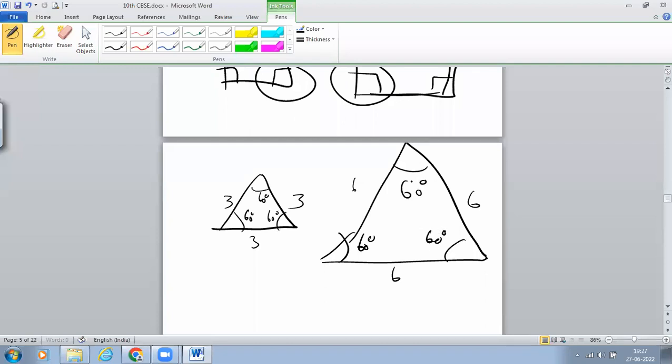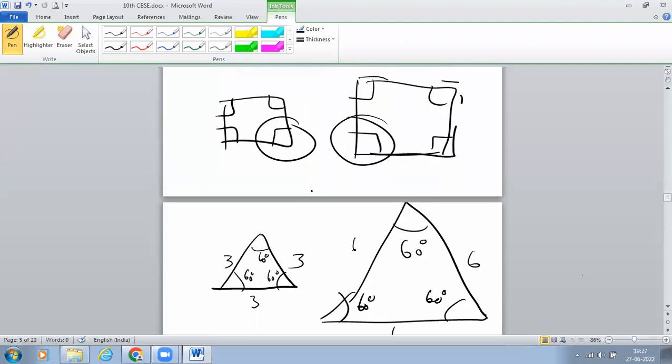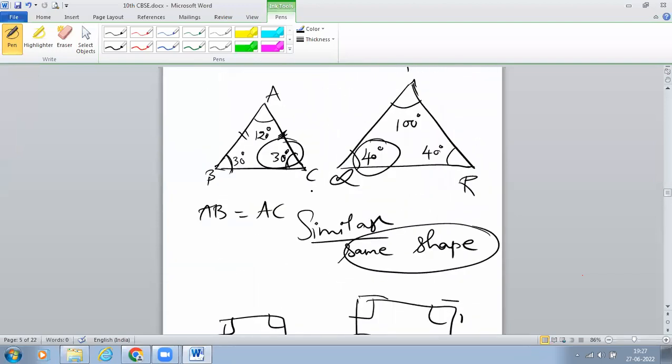Hence, for equilateral triangles, on comparing any two equilateral triangles, they will be similar. But for isosceles triangles, it is not similar. Are you able to understand the difference? Why is it not similar? Yes, sir. It's not similar.